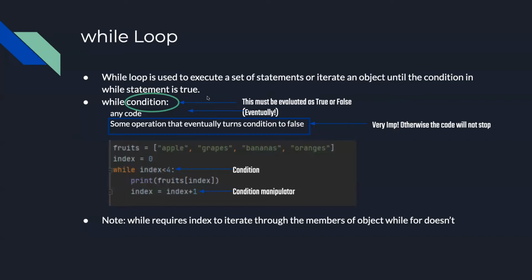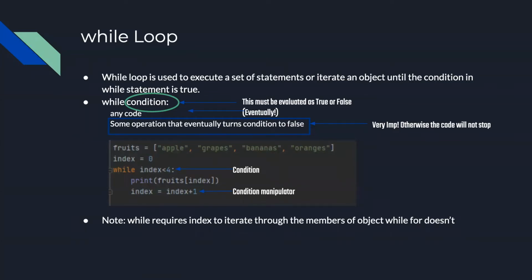Just like in an if statement, you have a Boolean expression go there. You would want some sort of Boolean expression to go here, and then any code. Eventually, you want the code to have some operation that will eventually turn the condition to false. There are some ways to get around this, and we'll talk about that later on.